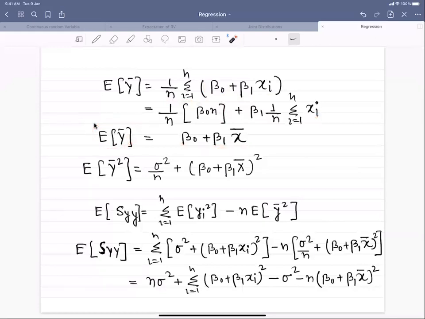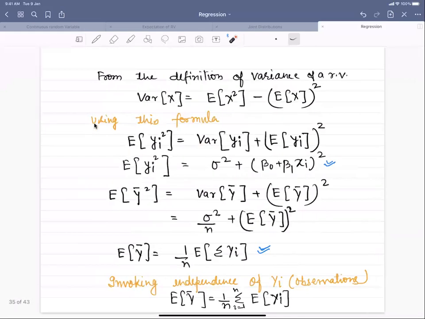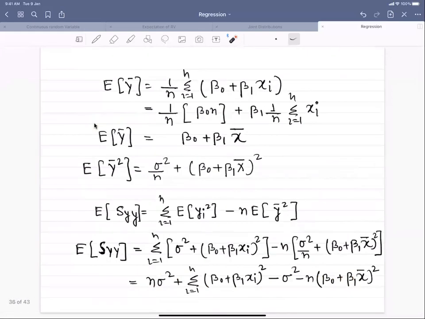So the expectation of y bar square will be sigma square divided by n plus beta naught plus beta 1 x bar, whole square, because it has to be its square. So we have computed these two: the expectation of y bar square and the expectation of yi square.